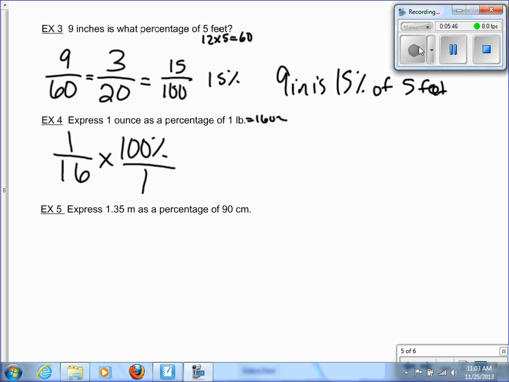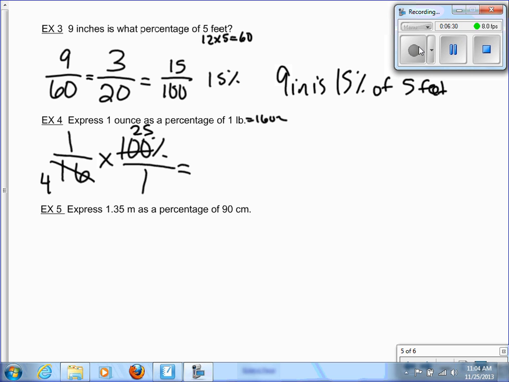So example 3 was a friendly fraction. 16ths are not friendly. So when it's unfriendly, this is exactly what we should do. Now, if we multiply straight across, we're going to get 100 over 16 and have to divide 100 by 16. But who can tell us a shortcut? Madison? You can simplify 16 down to 4, and then 100 down to 25, by dividing each by 4.